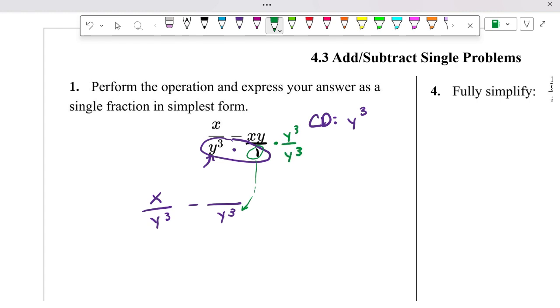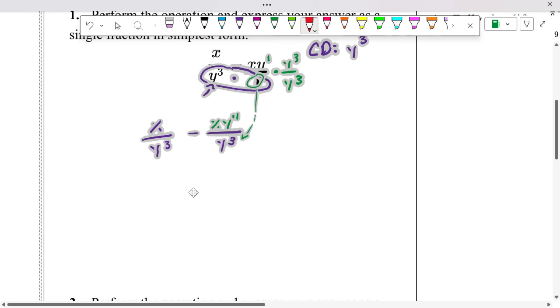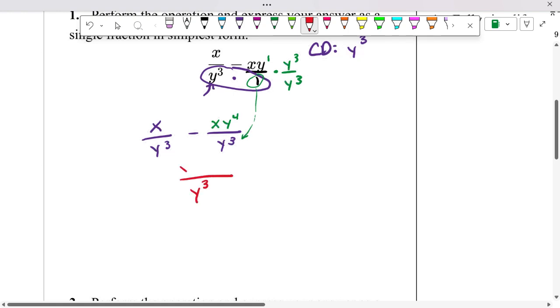What's xy times y cubed? Yep, xy to the fourth. Remember, when you multiply exponents of like bases, all you have to do is add them. So I just add the 1 from the y to the 3 from the y to get y to the fourth. Now, we're not going to do any simplifying because if we do, we'll just end up with what we started with. But what can I do once I get to this step? They're the same denominator. I can combine them, in other words, get them into one fraction. So this will be x minus xy to the fourth.